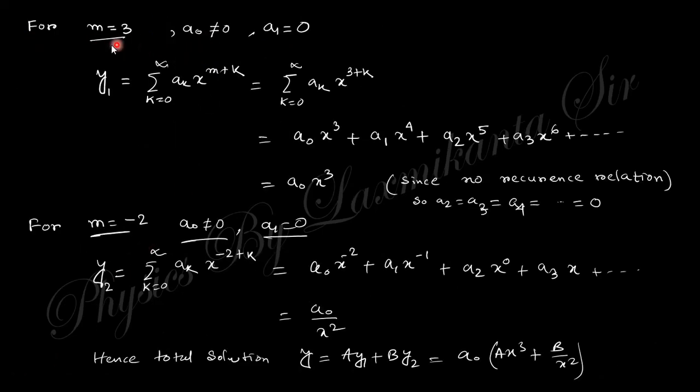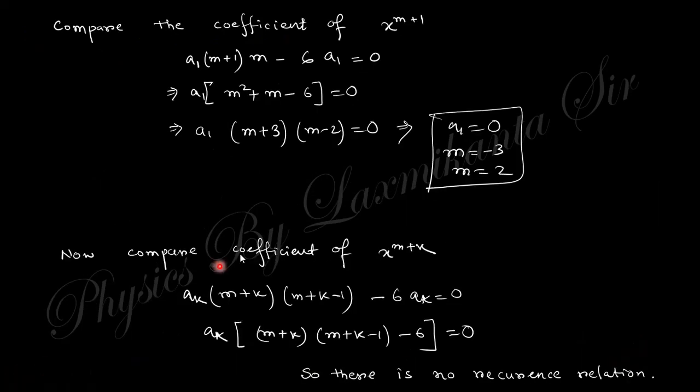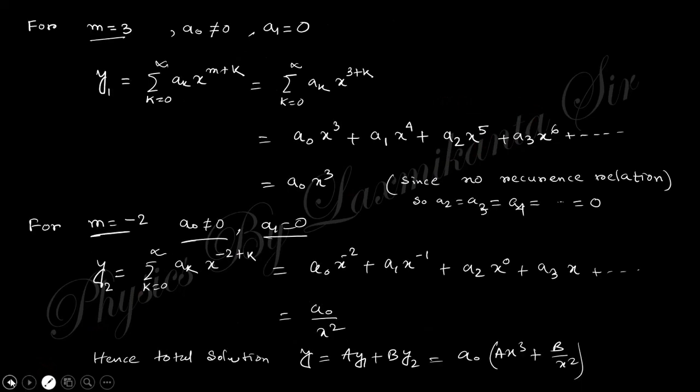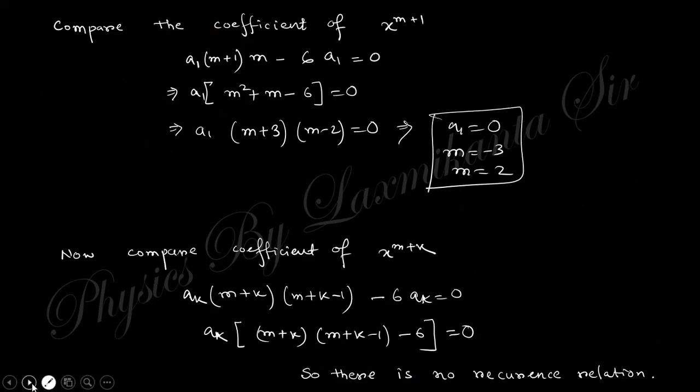So if a0 not equals to 0 and m equals to 3, in the first case, when m equals to 3, you can easily say that a1 equals to 0, and there is no problem, because the other coefficients must be 0 except a0. Except a0, all coefficients must be 0. You can write here, ak equals to 0, k not equals to 0, k actually 1 to infinity.